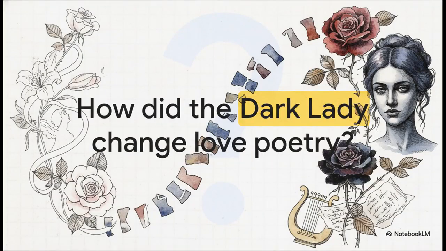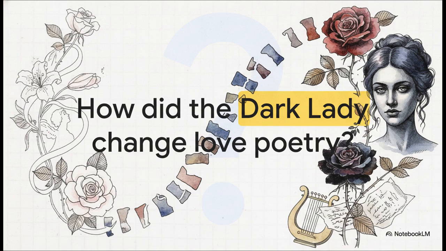Which leaves us with a final, provocative thought. How did Shakespeare's mysterious Dark Lady sequence forever change the rules of traditional idealized love poetry? You see, for decades, from Petrarch's Laura to Sidney's Penelope, poets had been writing exclusively about pure, angelic, unattainably perfect women. And then Shakespeare comes along.